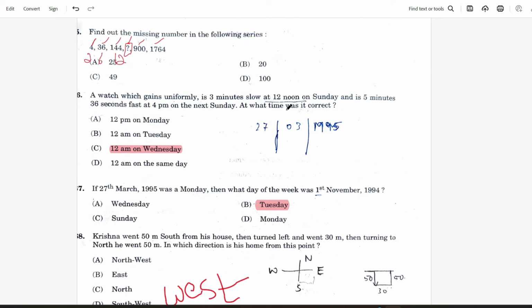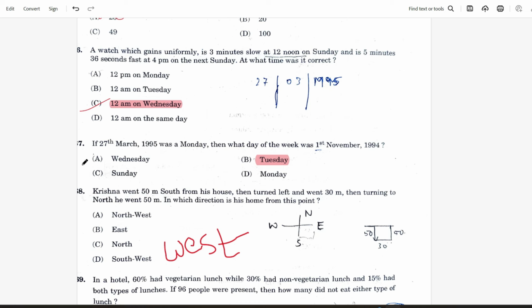Then some clock and calendar questions are also there. For this question, C is the right answer. And for the date and calendar event questions, B is the right answer.